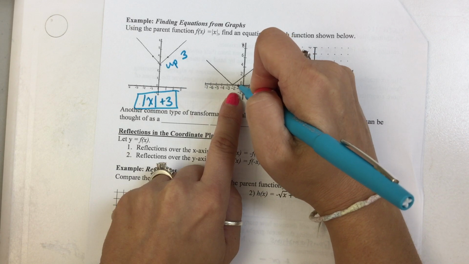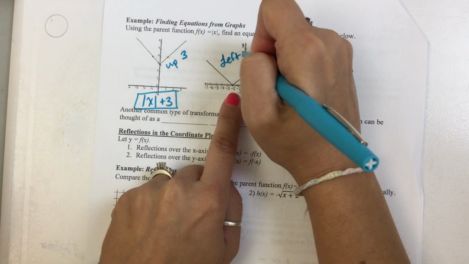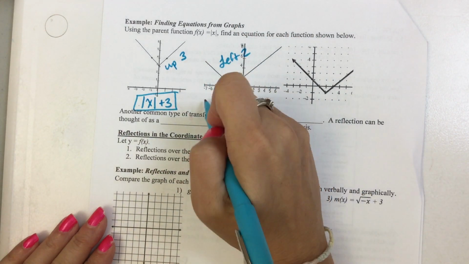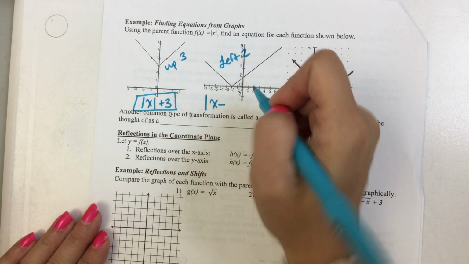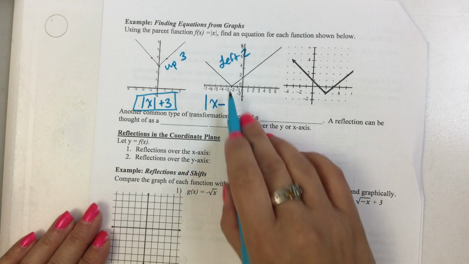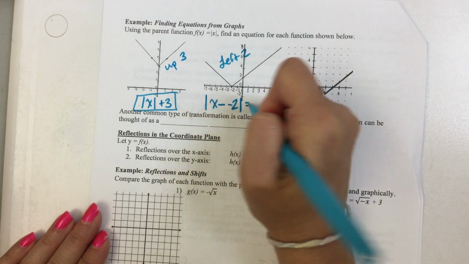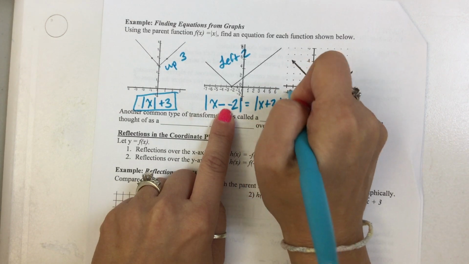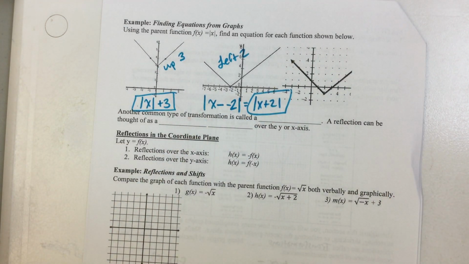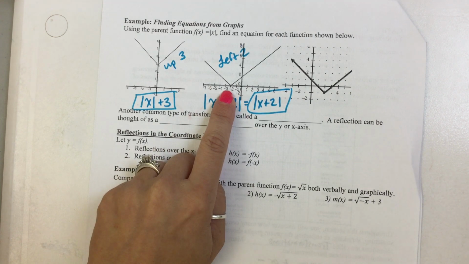Now this graph, the point should be at the origin. If it's the parent, it is to the left 2. If you're going left or right, that is a horizontal shift. So it's x minus whatever direction you're going. We went to the left 2, so that's a negative 2. If you minus a negative, it changes to a plus. So x plus 2 within the absolute value bars would represent this graph.